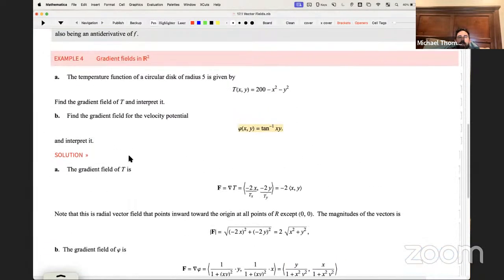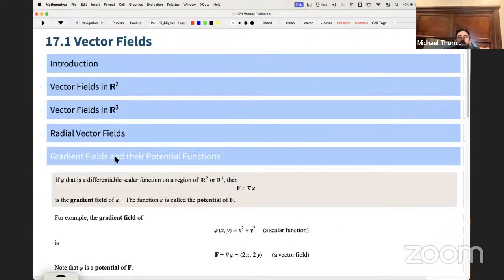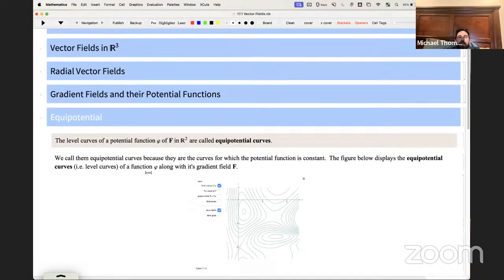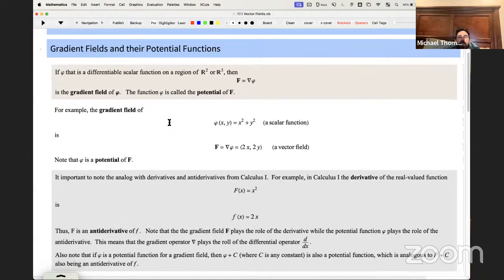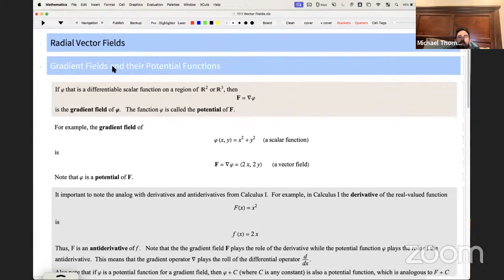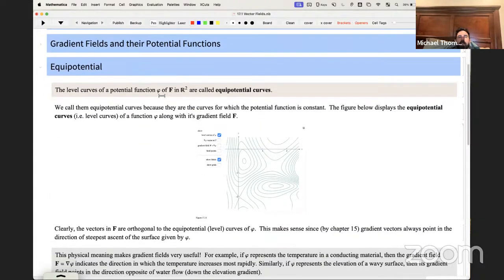All right. So finally, we've talked about these gradient fields and their potential functions. It turns out that there are these nice visuals that show up a lot in physics. The visuals that you see will oftentimes show flow curves of vector fields, and they'll show the level curves of the potential function associated with that vector field.